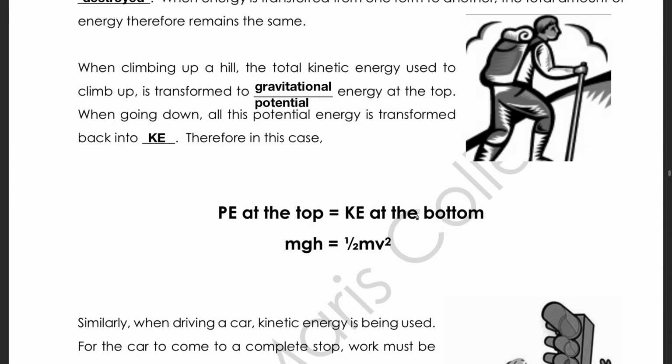So mathematically it would be that mgh, which is the equation for potential energy, has to be equal to 1/2 mv squared, which is the equation of kinetic energy at the bottom. We will work out a couple of examples for these later on.